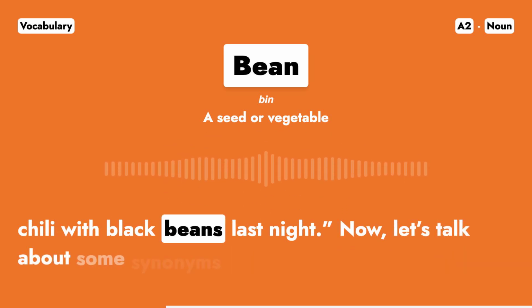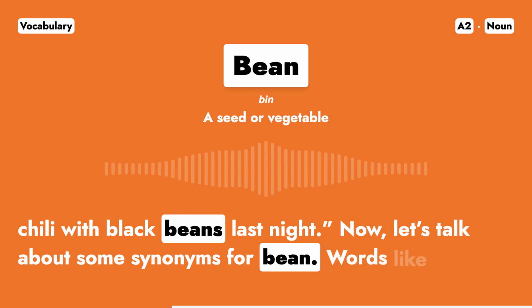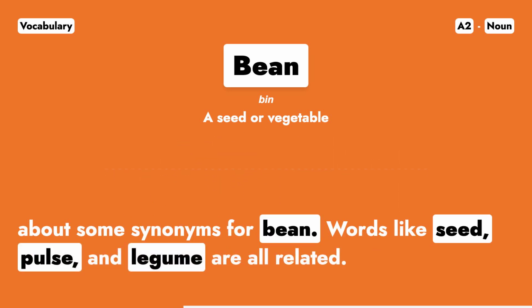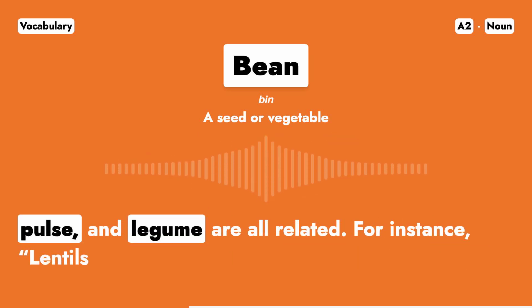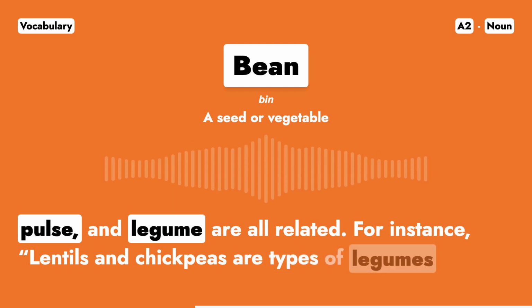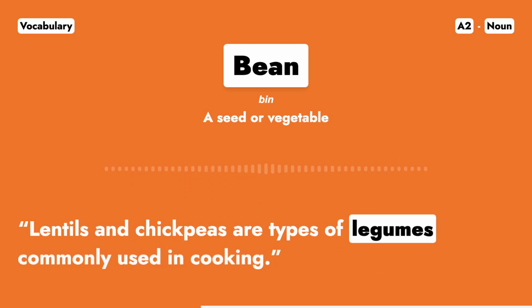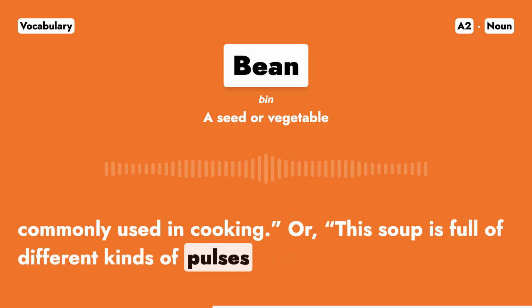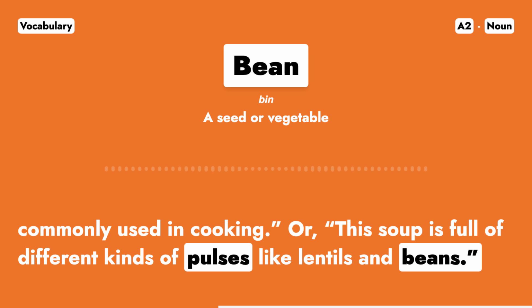Now, let's talk about some synonyms for bean. Words like seed, pulse, and legume are all related. For instance, lentils and chickpeas are types of legumes commonly used in cooking. Or, this soup is full of different kinds of pulses like lentils and beans.